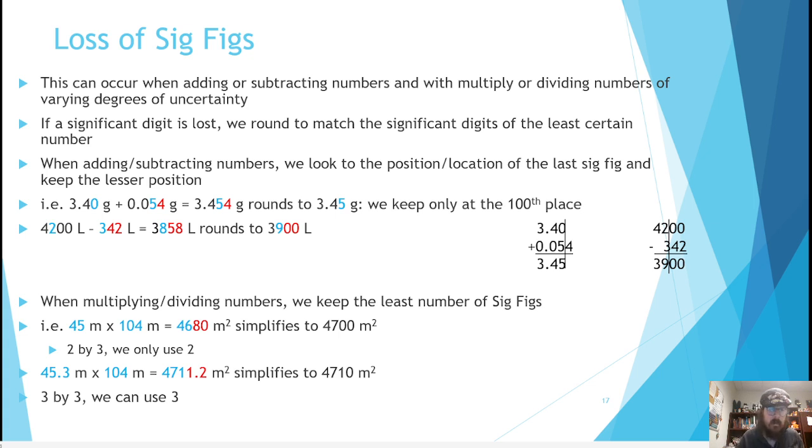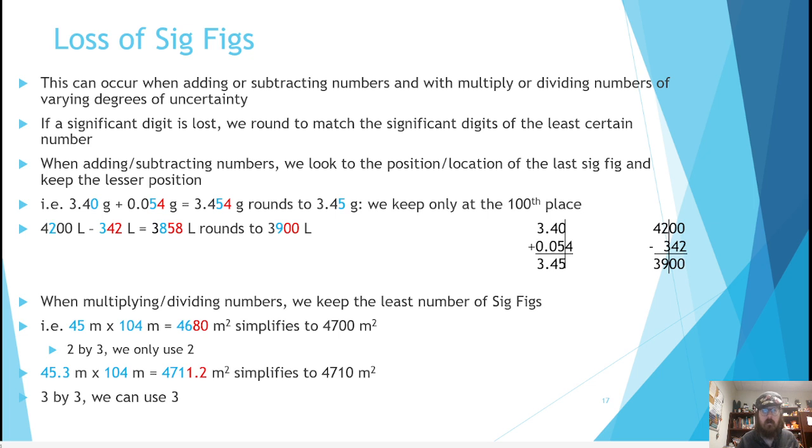Now, this example, 4,200 liters. If I subtract out 342 liters, the math says it should be 3858. But it could be higher than 4,200. It could be lower than 4,200. We don't know. And so all we know is that it rounds to 3,900 with some degree of accuracy.